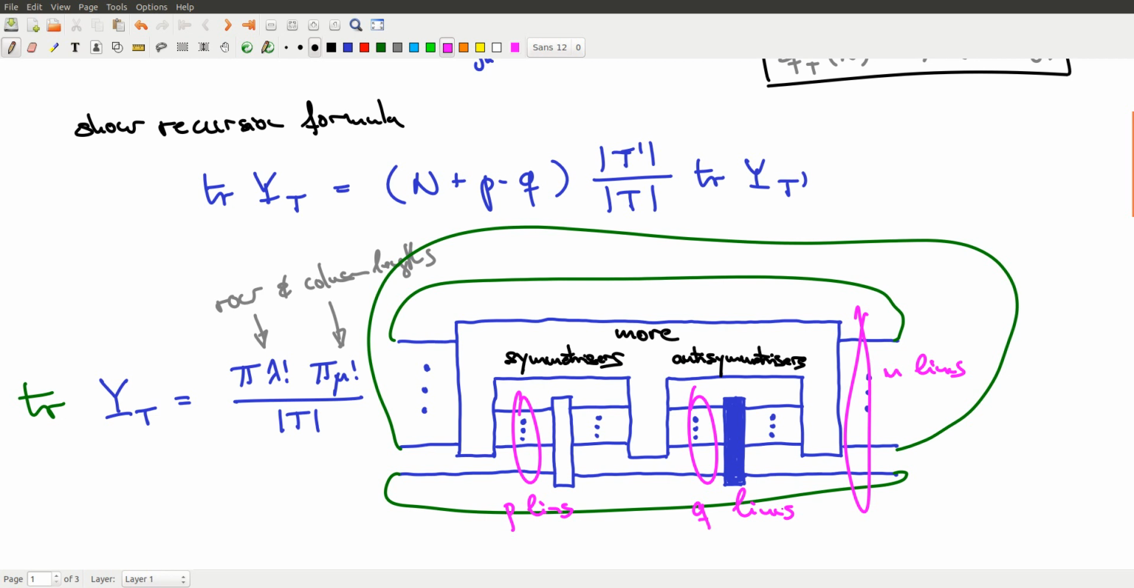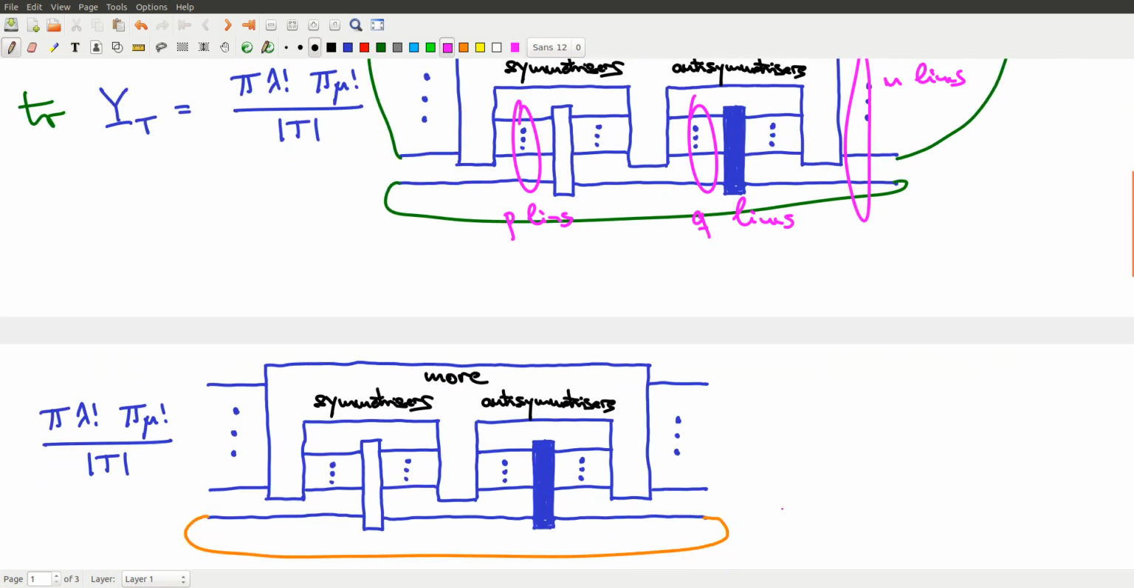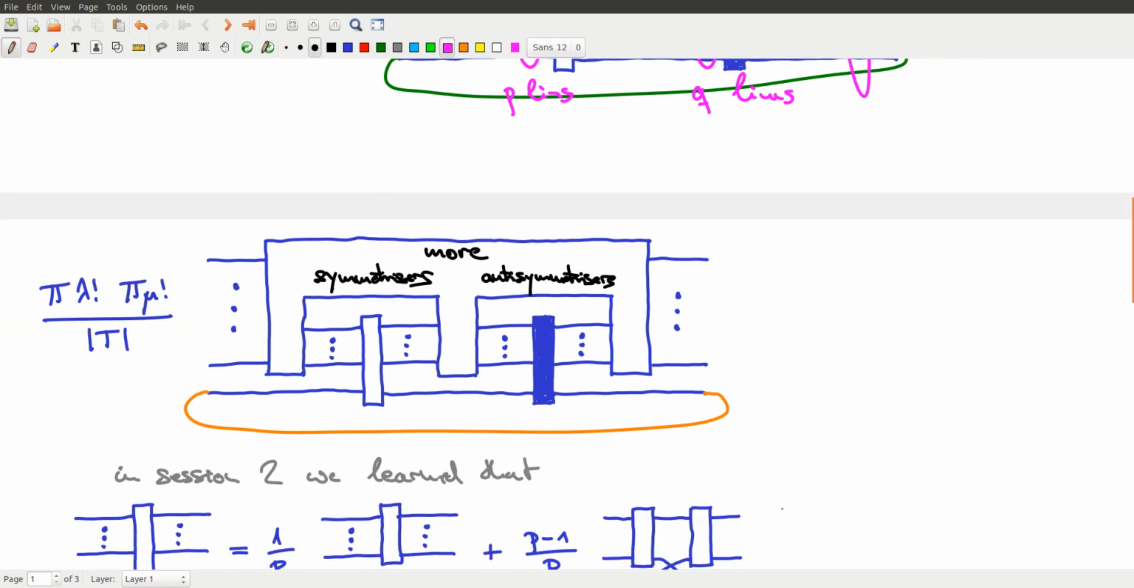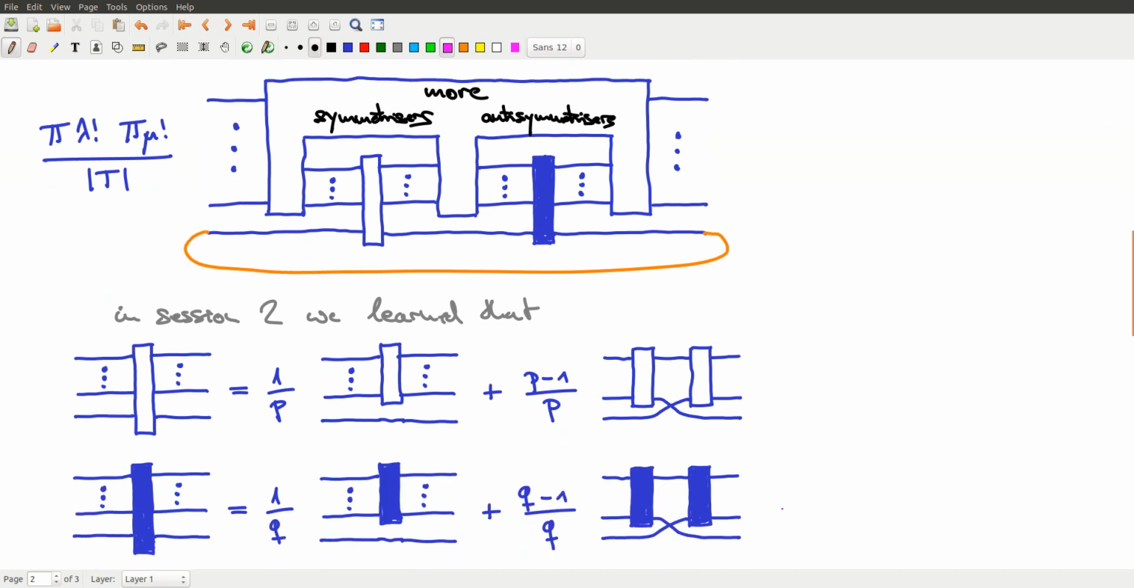Now in the first step I don't want to connect all lines, I don't want to calculate the full trace. I only want to connect the last line on the left to the last line on the right. So we want to calculate what this expression here looks like. And we learned something cool in session 2, and that's these recursion relations here for the symmetrizers and the anti-symmetrizers. So we're going to use these. We're going to replace this symmetrizer here once by this and once by this, and the same for the anti-symmetrizer. And then we're going to see what we get.